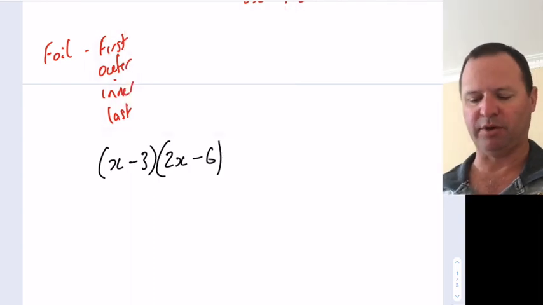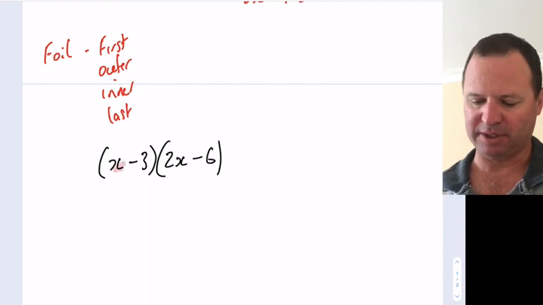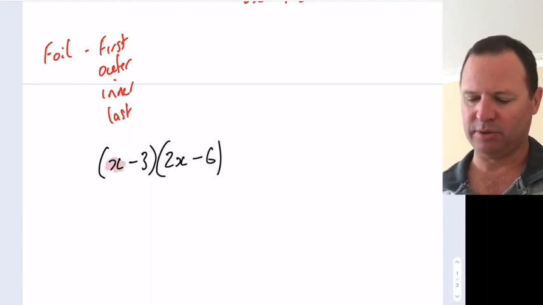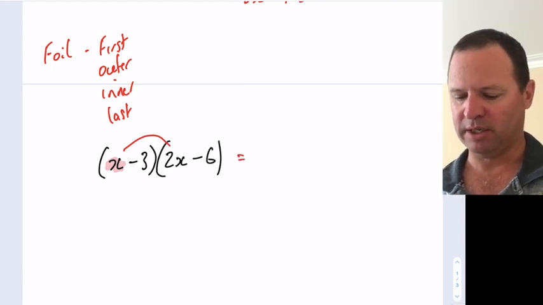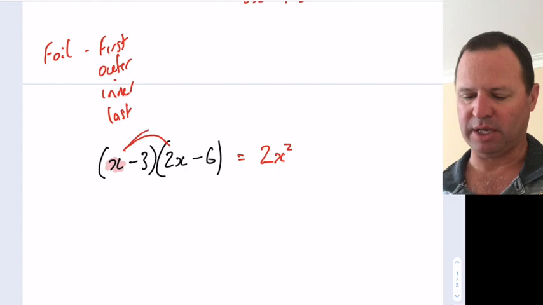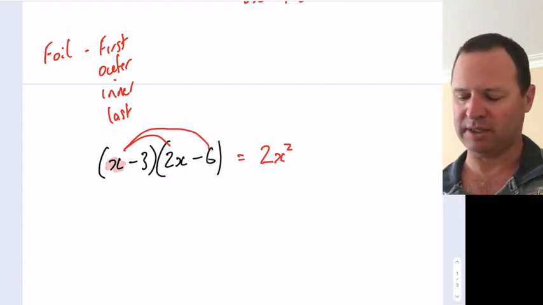So again, I'm going to do the first term first. So I'm going to start with this one. So I'm going to do x multiplied by the 2x, and that's going to give me 2x squared. I'm then going to do the x times the negative 6, and that's going to give me negative 6x, okay?